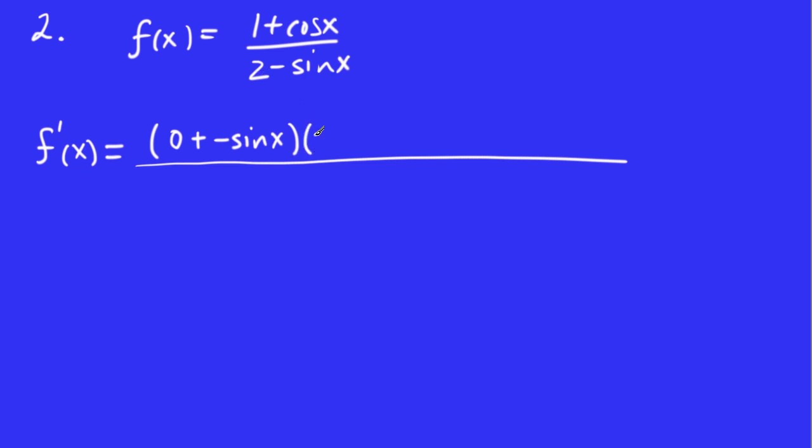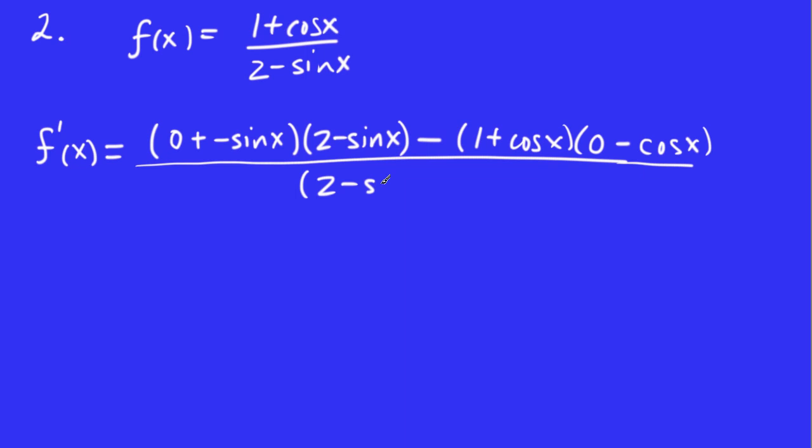And then we leave this alone. Quotient rule, we have a minus next, right? And then we recopy the numerator times the derivative of the denominator, which is 0 minus cos x, all over the square of the old denominator. So I just recopy 2 minus sine x and throw a square on it.